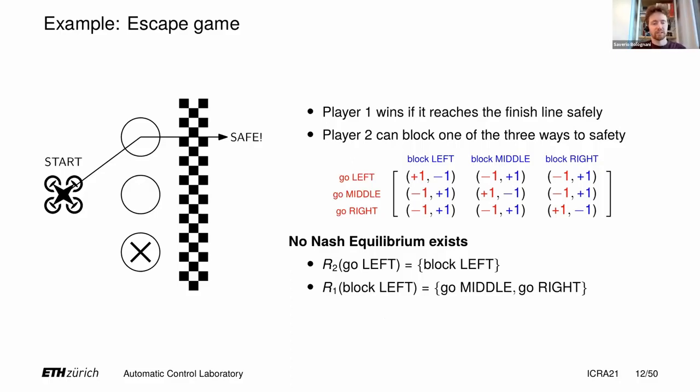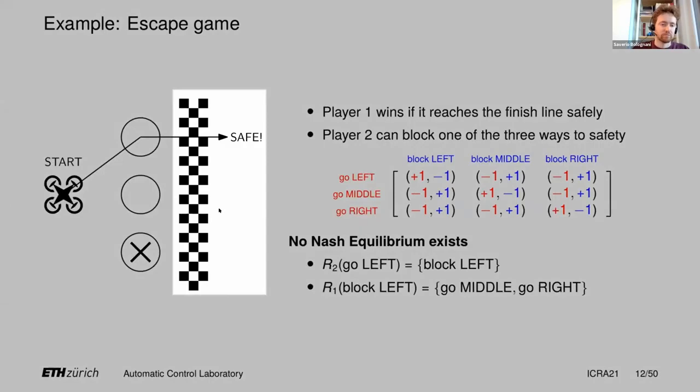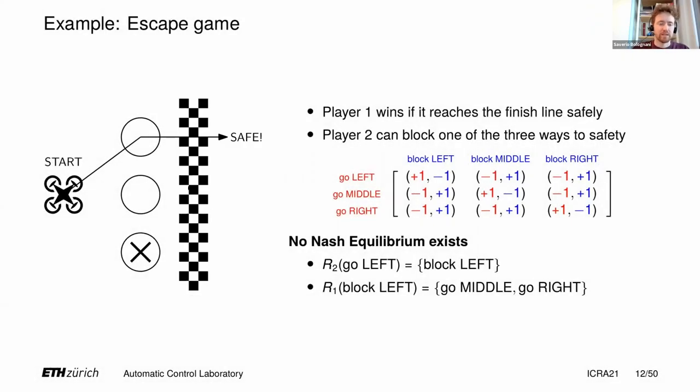Having said that, let's consider another game. Again, a toy example from robotics. Imagine that there is a robot and it needs to reach some safe zone at the end here. Now, the robot can take multiple paths, let's make it simple. You can go to the left, you can stay in the middle, or go to the right. And there is an adversary that is able to block one of these three paths, right? And by blocking, I mean to draw an X.